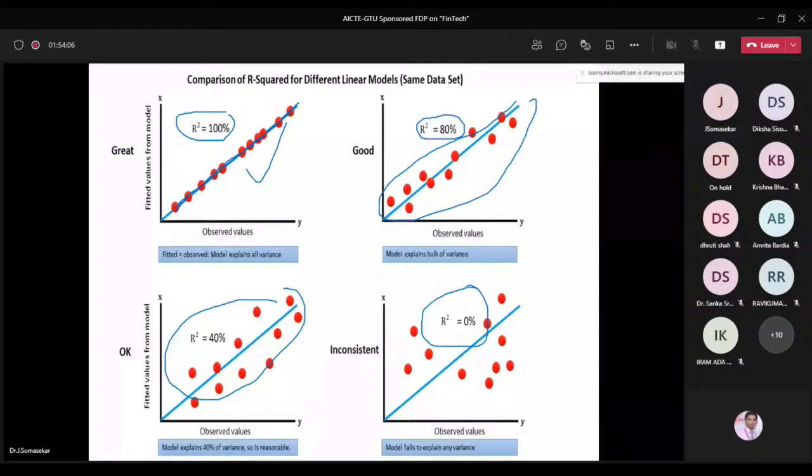According to you, yeah, we can see your slide: comparison of R squared for different linear models. It's still R squared 100%, R squared 80%. There are 4 graphs, R squared 0%. It is still there. Okay, sir, I will stop once again.